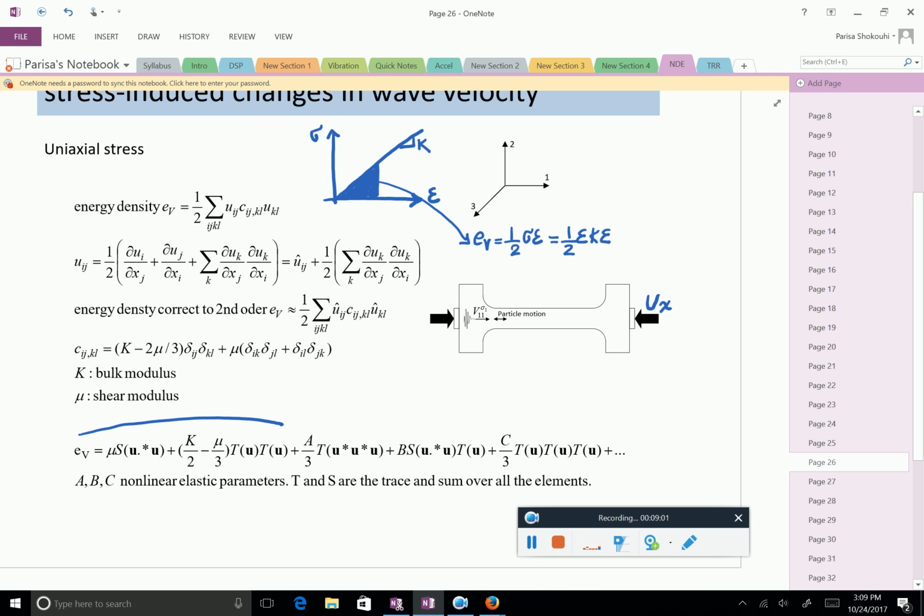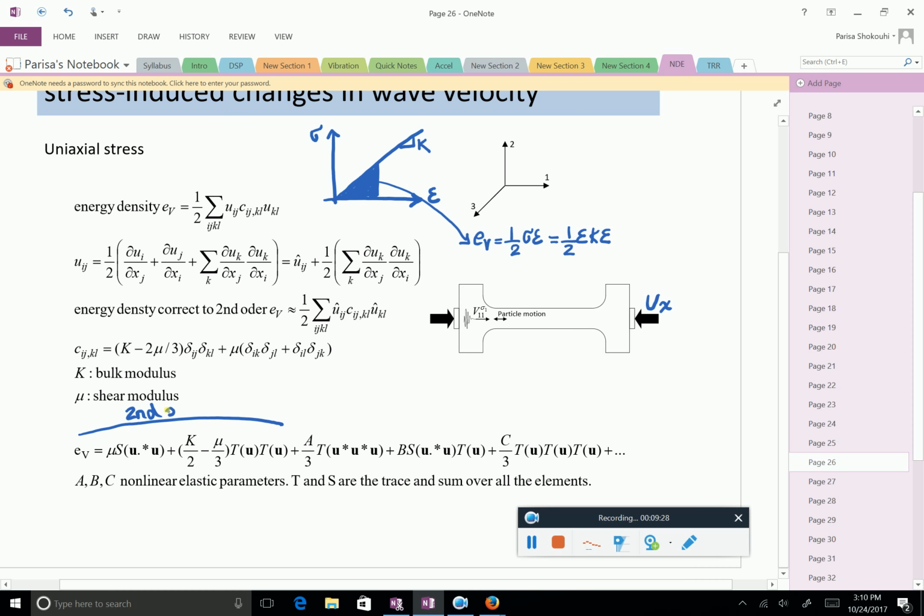What is T? It is trace. The trace of the matrix, so all the elements in the diagonal. And normal stress, right? A strain. U is a strain. Yeah, exactly. So let's call this second order, just so that we remember.